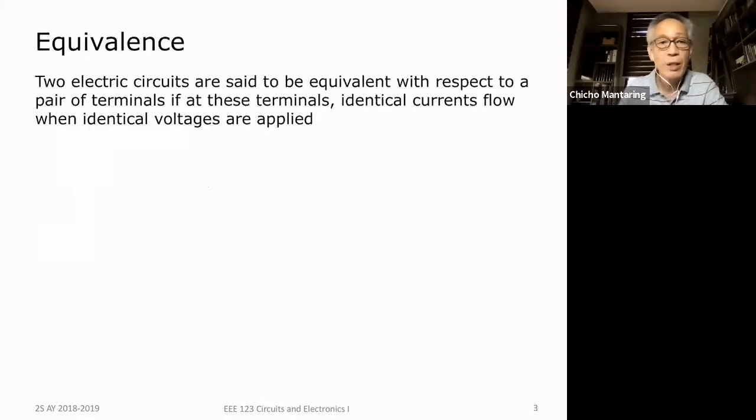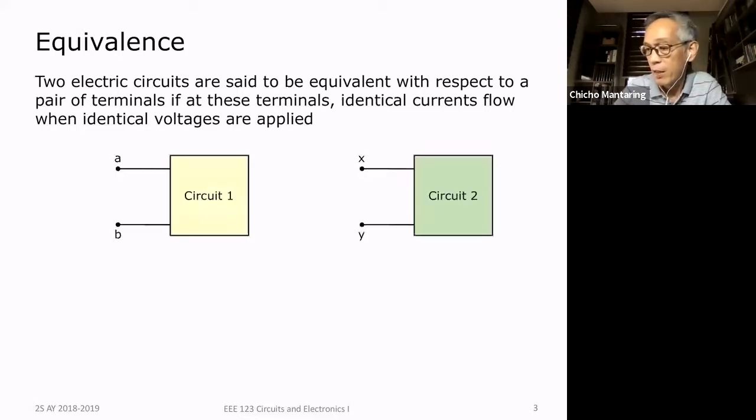Okay. So let's begin by a discussion of the principle of equivalence. To read, 2 electric circuits are said to be equivalent with respect to a pair of terminals if at these terminals identical currents flow when identical voltages are applied. Okay. Let's say these are 2 circuits, circuit 1 and circuit 2, and I have terminal A and B here, and I have terminal X and Y here.